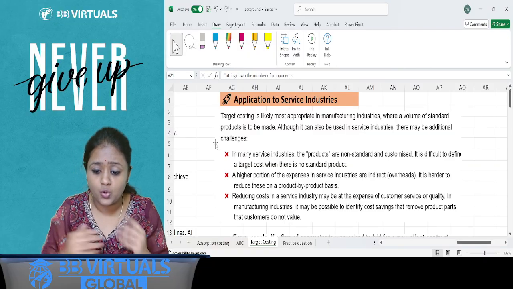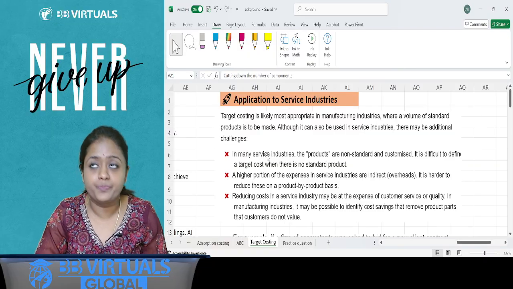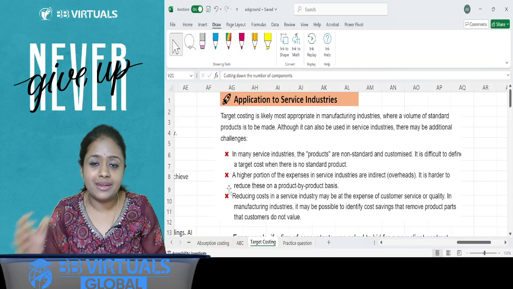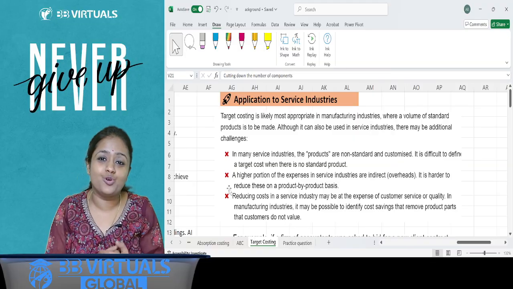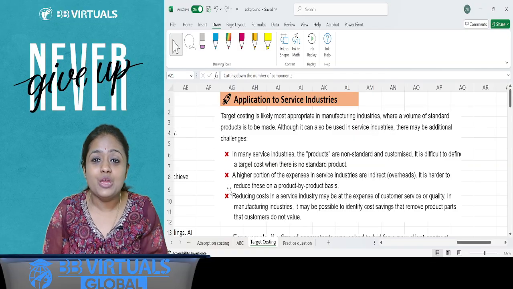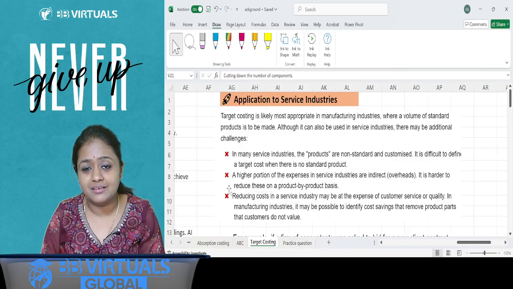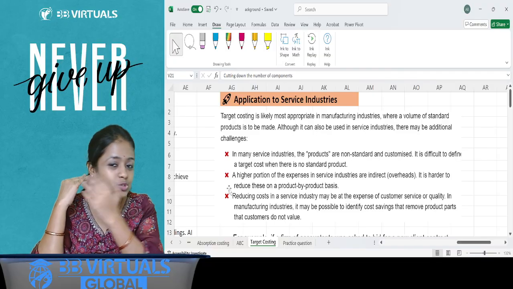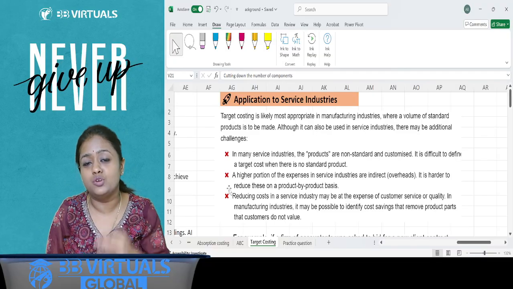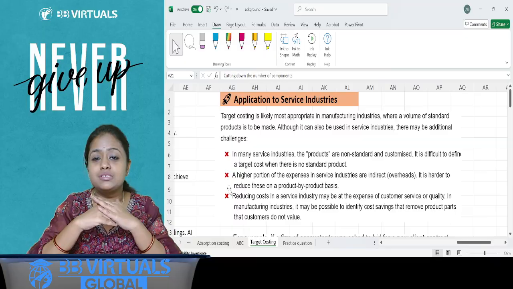Also, the customization, the perishability. Can you store the services? For example, you want to get your haircut done and you go to your most favorite parlor. Can you say, please just do half the work and I'll come back and then do the other half? Can you store those services?